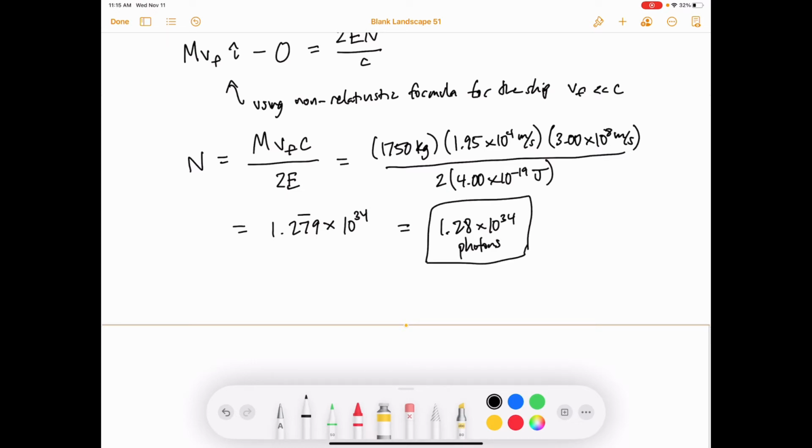Which makes sense because you're going to need a ridiculous number of these tiny particles of light to actually reflect off this ship, which is fairly massive, in order to get it to accelerate to this speed, okay? So again, that's the number of photons that must hit the solar sail to accelerate it from 0 to the final speed of 1.95 times 10 to the 4 meters per second.